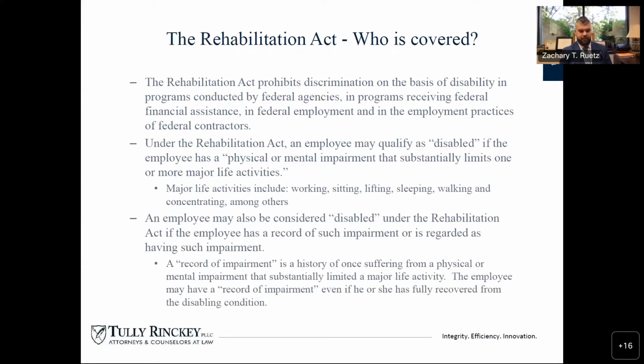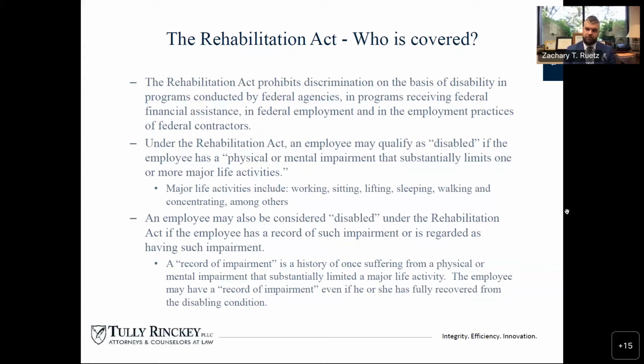So for the Rehabilitation Act, this is an act passed in 1973. It did expand responsibilities and obligations of employers to their disabled employees, and it does require some affirmative action on the part of the employer, especially in the context of reasonable accommodations. So the Rehabilitation Act prohibits discrimination on the basis of disability in programs conducted by federal agencies, those receiving financial assistance from the federal government, in federal employment, and employment practices of federal contractors.